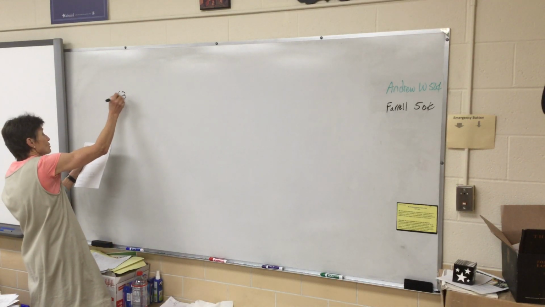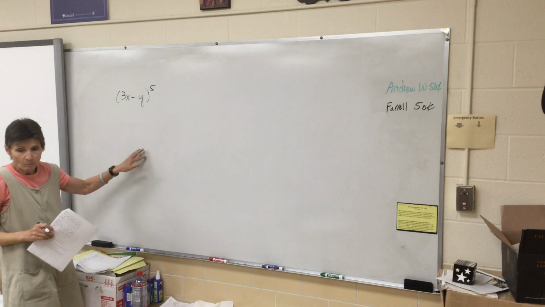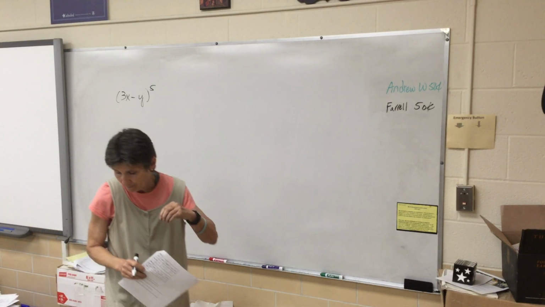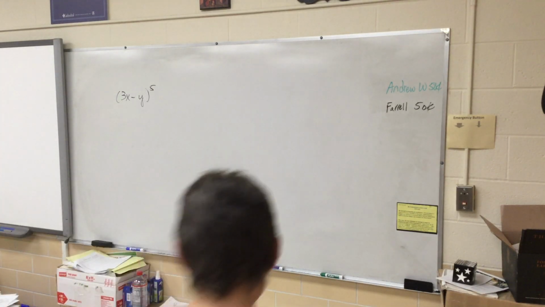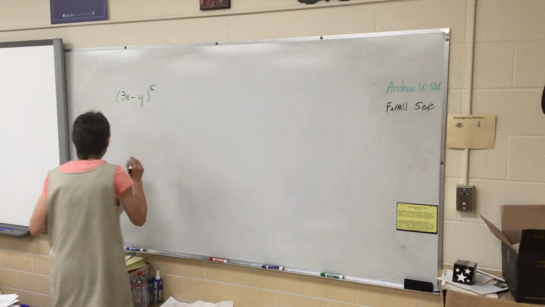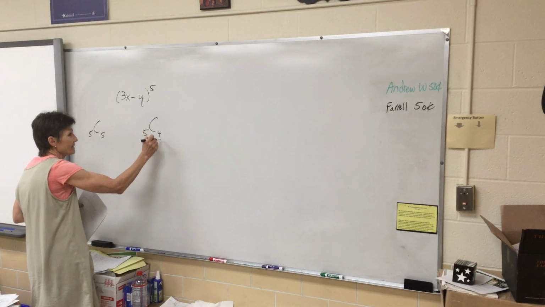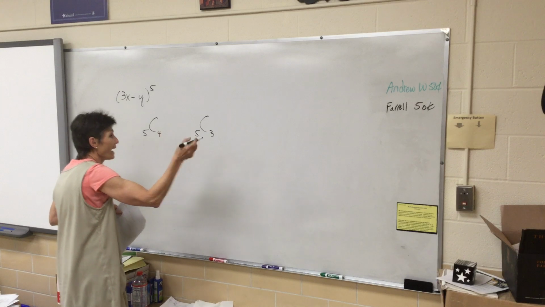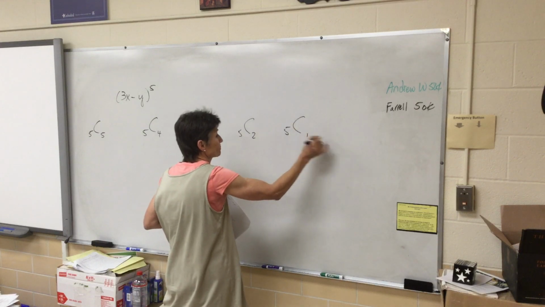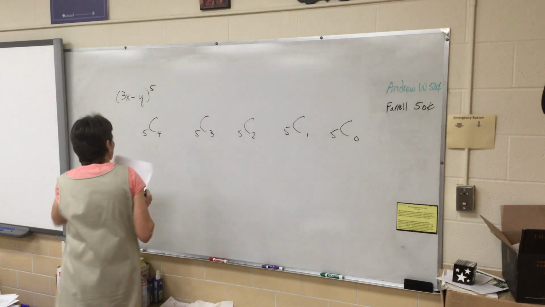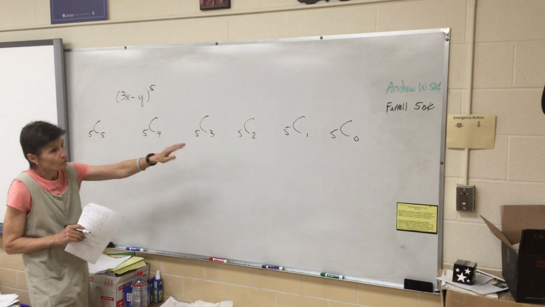What I'm going to expand is (3x minus y) to the 5th. So we already did one of these today. What do I do first? 5 and 5. Okay, I need my numbers, and I'm either going to get the numbers by doing these combinations like this, or I could get the numbers from Pascal's triangle, right? If you wanted to write out 5 rows of Pascal's triangle, you could get them. But 5C5, 4, 3, 2, 1, 0.